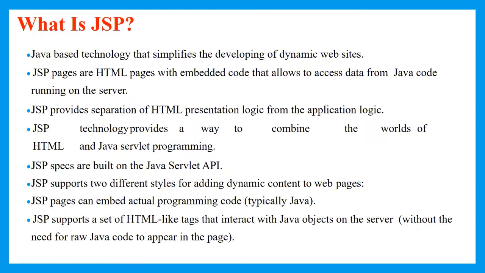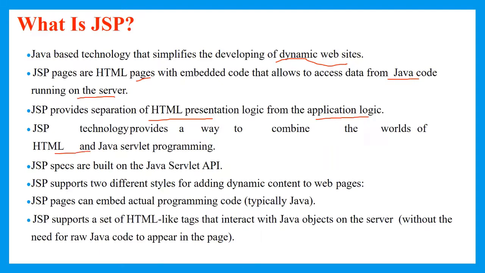In this slide, I am explaining about what is JSP. JSP is a Java-based technology that simplifies the development of dynamic web applications. The JSP pages are HTML pages with embedded code that allow access to data from Java code which is running on the server. JSP provides separation of HTML presentation logic from application logic. The JSP technology provides a way to combine the words of HTML as well as Java Servlet programs.